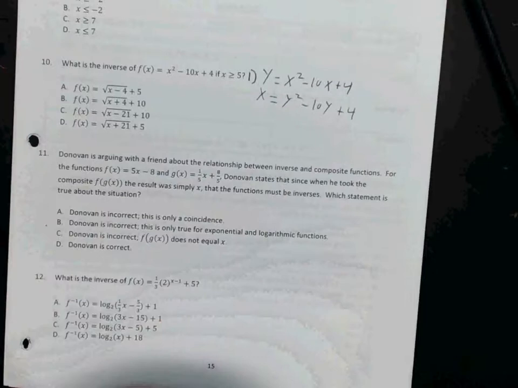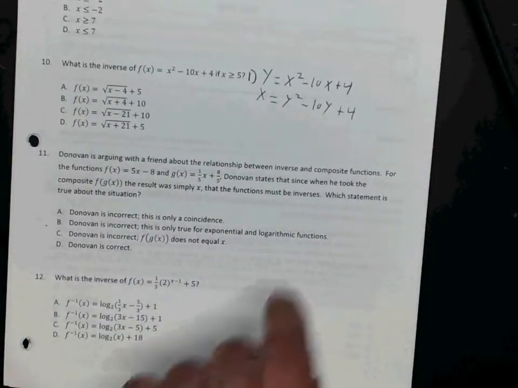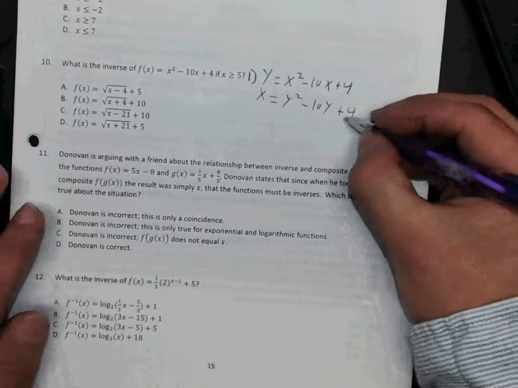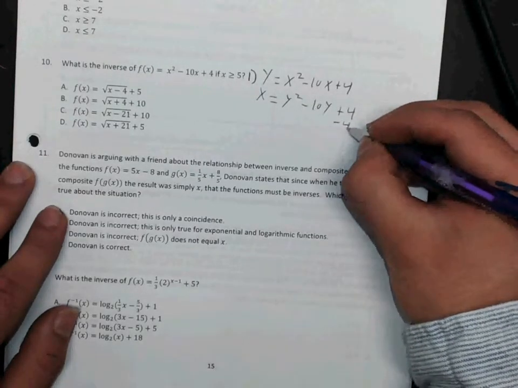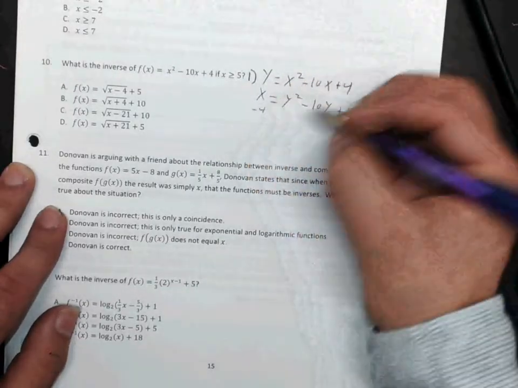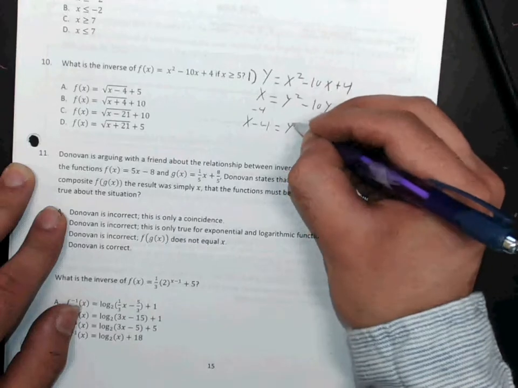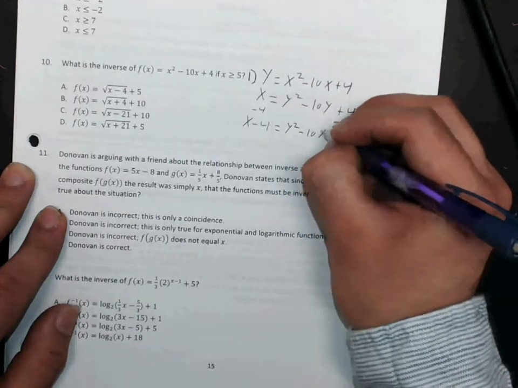This becomes tricky, but in order to isolate the y when we have a quadratic, we need to complete the square. So I'm going to subtract 4 from each side. So we have x minus 4 equals y squared minus 10y.